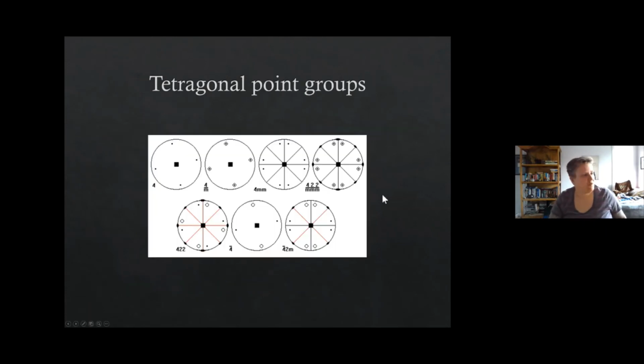So these are the point groups going from the lowest symmetry up to the highest. This is the highest symmetry here, 4/m 2/m 2/m. And you can see it's pretty simple here, but then we get more complicated here. The ones in red are the two-fold axes here.